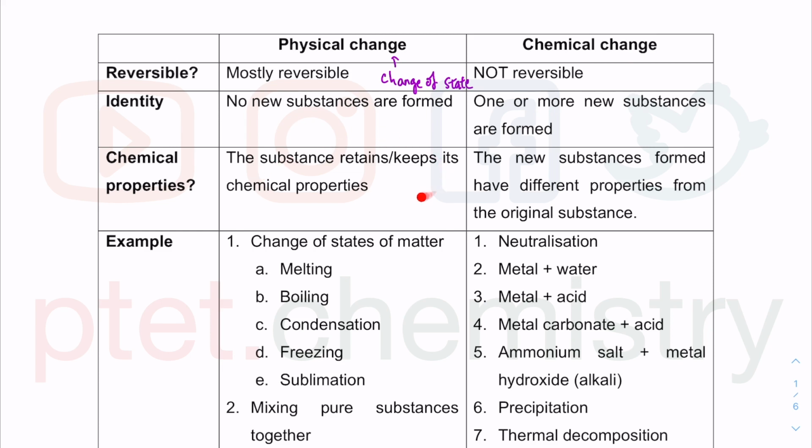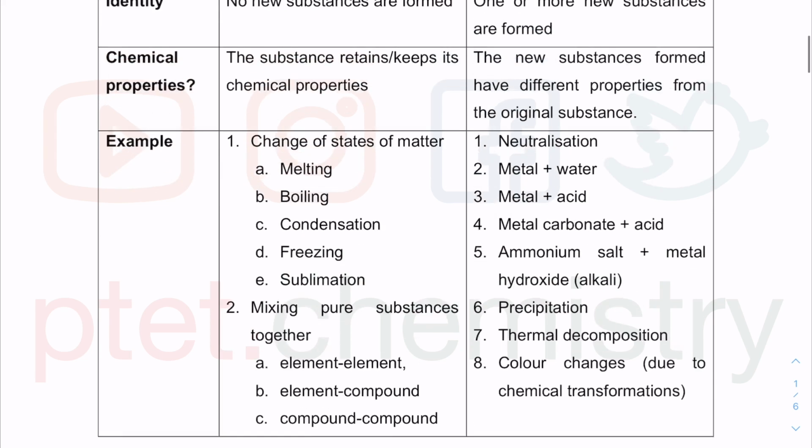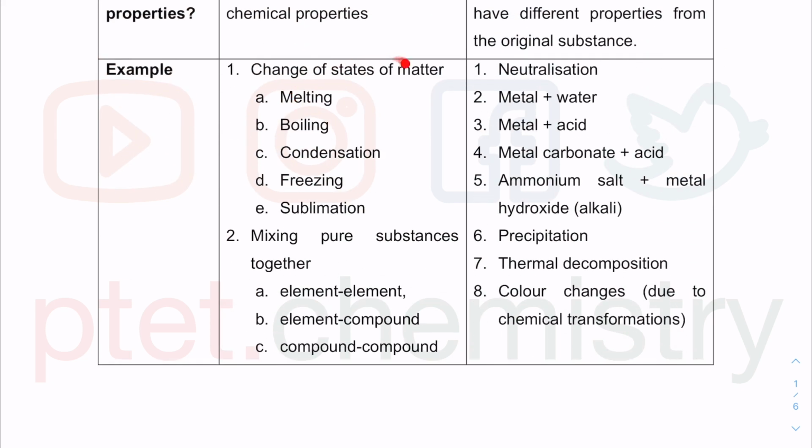Chemical properties, because you are not changing the chemical identity, so they keep their own chemical properties. Chemically, they remain unchanged. Physically, how they look like might have changed, but chemically it's still the same property because it's still the same substance. Whereas chemical change will bring about new substances being formed, and therefore they can have different properties from your original substance. These are just various examples.